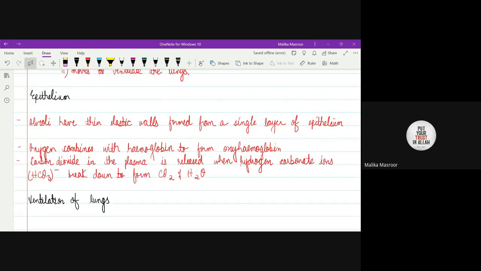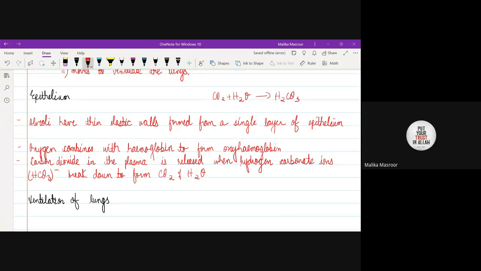Carbon dioxide diffuses from cells into blood. Cells respire, they produce carbon dioxide that will diffuse from cells into blood. Clear? Carbon dioxide will enter red blood cells and react with water to form carbonic acid, that is H2CO3.